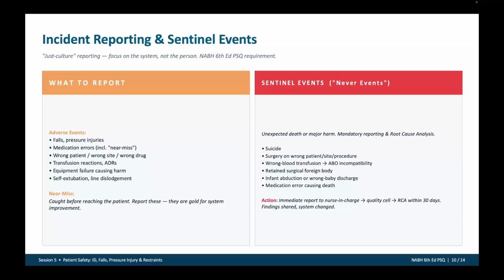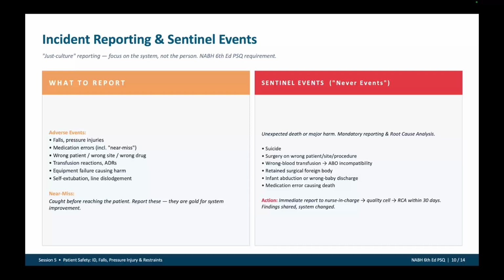What to report: adverse events, falls, pressure injuries, medication errors including near miss, wrong patient, wrong site, wrong drug, wrong route of administration, transfusion reaction, adverse drug reactions, equipment failure causing harm, self-extubation, line dislodgement, etc. A near miss is an event caught before reaching the patient. Report these, they are gold for system improvement.